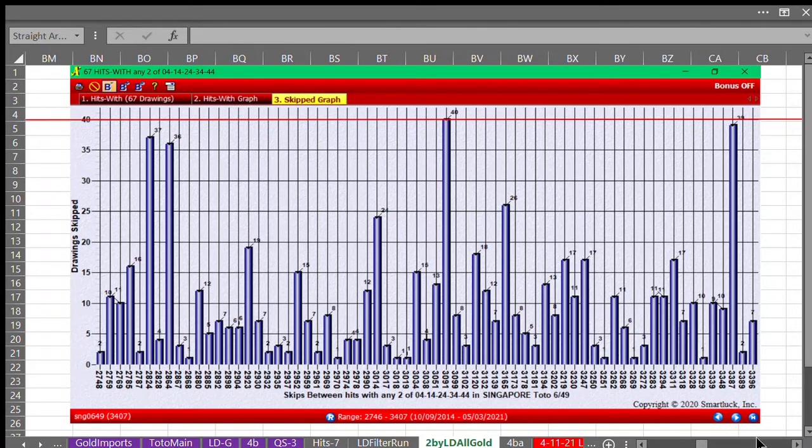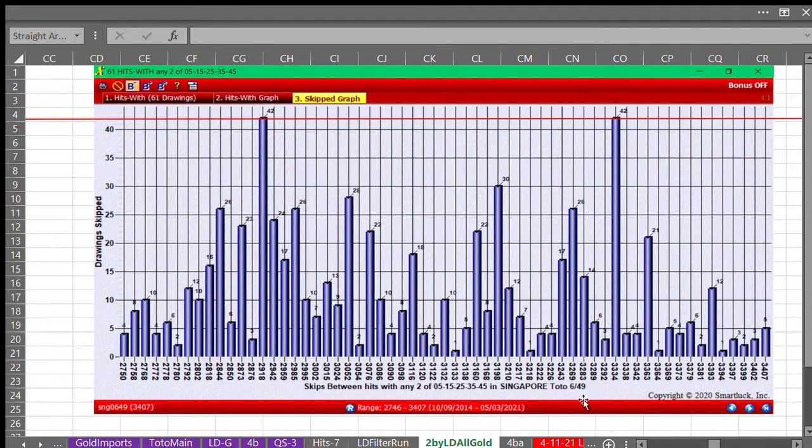All right, so we'll go to the next last digit. This is 5s.